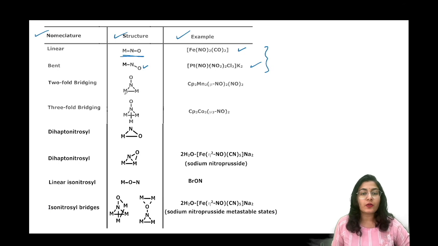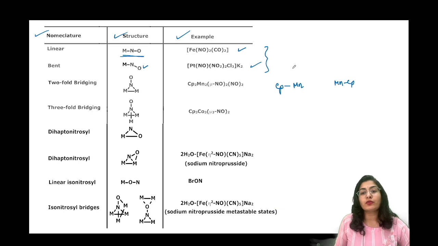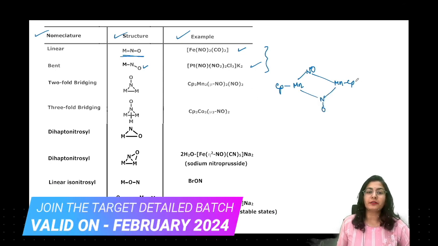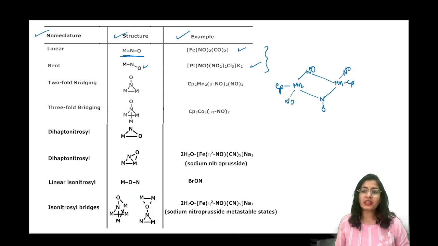In two-fold bridging, see when two metals are connected, see the example over here, Cp2Mn2, so that with each Mn there is going to be a Cp like this. There is mu-(NO)2, two nitrosyl bridges, one bridging, another bridging, and two simple nitrosyls. Now the question may be like this: how many metal-metal bonds are present? Because you have to find the proper structure. So how many metal-metal bonds can be present?